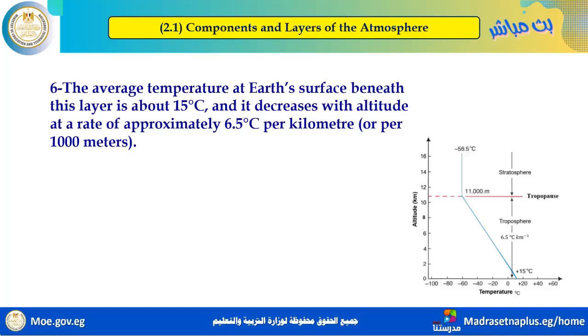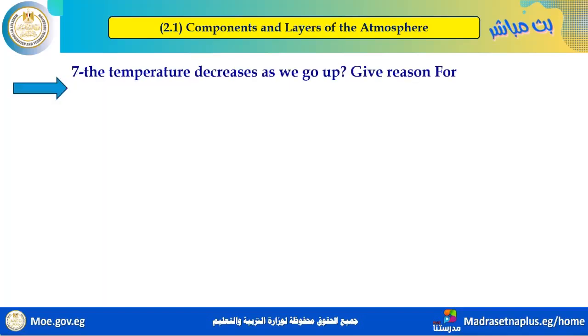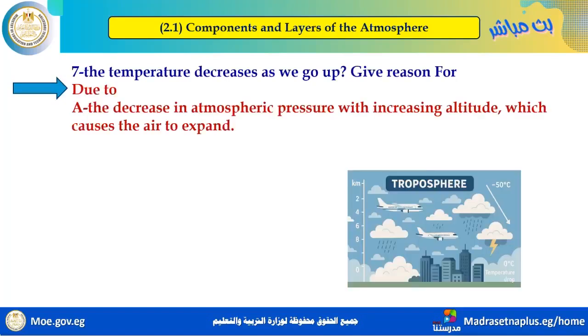You will find at the end it will become negative. The temperature decreases as we go up. Can you tell me why? Give reason for. As we go up, atmospheric pressure decreases. Why does it decrease? Because the weight of the air column decreases.